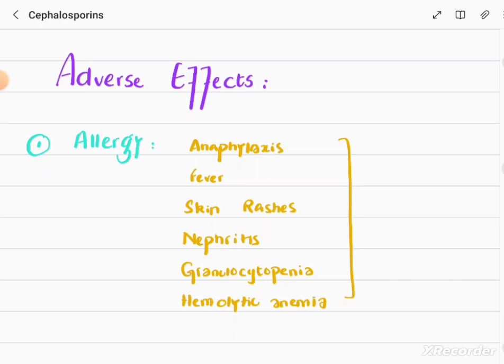Also, the cross allergenicity appears to be more common with penicillin and the early generation cephalosporins, which means that if the patient is allergic to penicillin, they may be allergic to the first or second generation cephalosporins. Apart from them, other cephalosporins can be given safely in penicillin allergic patients. The allergy may manifest as anaphylaxis, which is a life threatening condition, or it may manifest as a mild fever or just skin rashes.